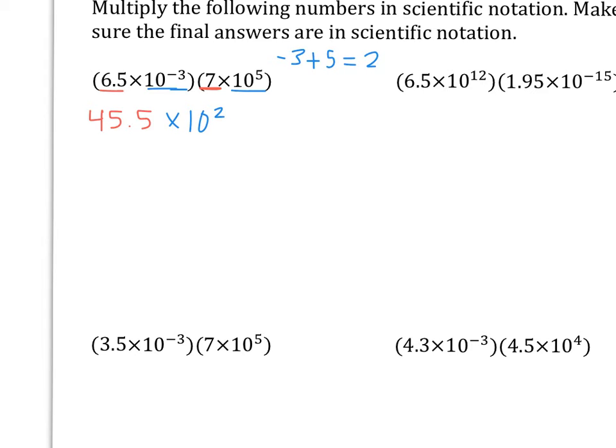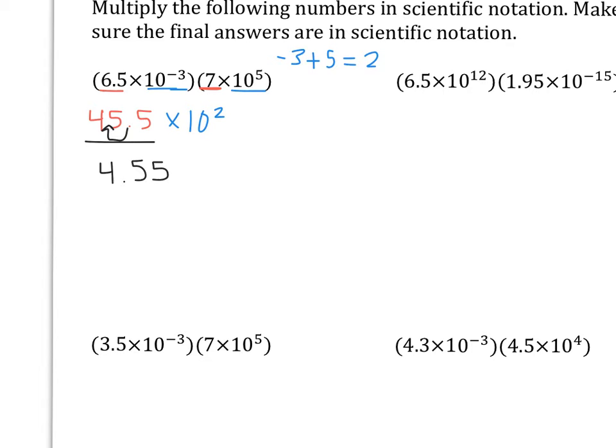However, I am breaking a rule in scientific notation right now. This is not my final answer because this first number has to be between 1 and 10. It can't be 10, but it could be 1. So what I need to do is change this decimal here from 45.5, move it over 1 to the left, so that it's 4.55, because now that's a number that's between 1 and 10.